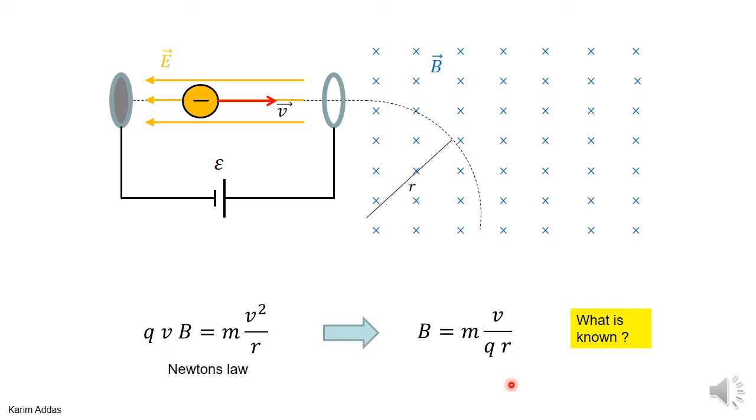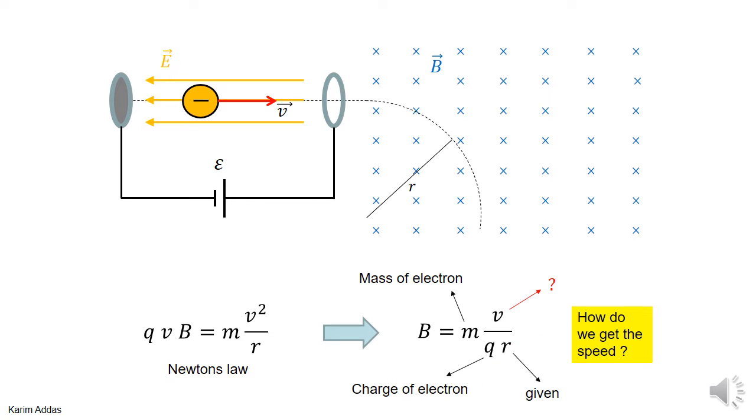Now which of these is known and which is not known? Well, the mass, we know it's an electron, so we know the mass of the electron. The charge, it's the charge of an electron, so we know that. The radius was given in the problem, so the only unknown now is the speed of the charge. We need to know the speed of the charge when it enters this region over here. So how would we get the speed?